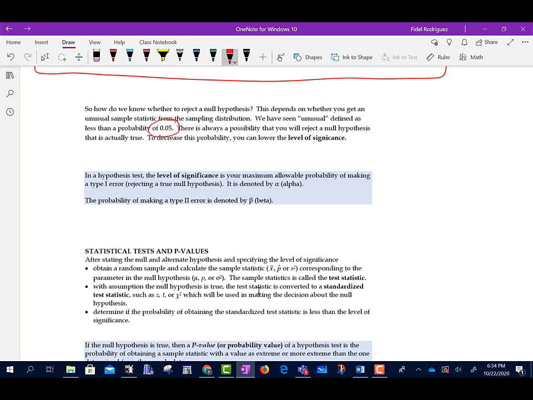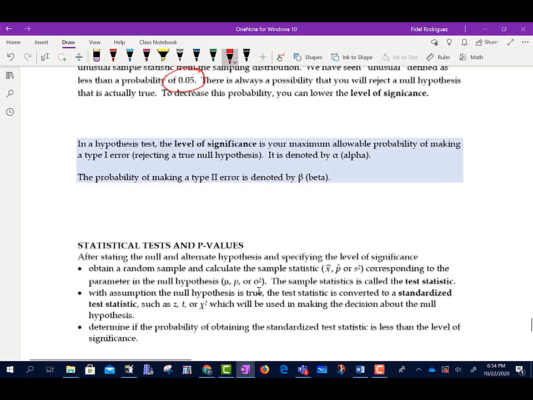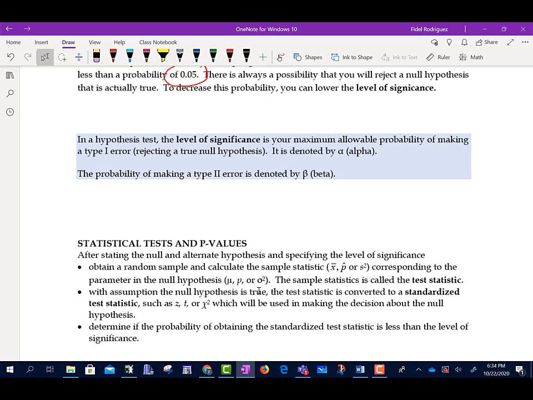To decrease this probability, we can lower the level of significance. So let's see what it says here. It says, in a hypothesis test, the level of significance is your maximum allowed probability of making a type 1 error, as denoted by alpha. And the probability of making a type 2 error is going to be denoted by beta.